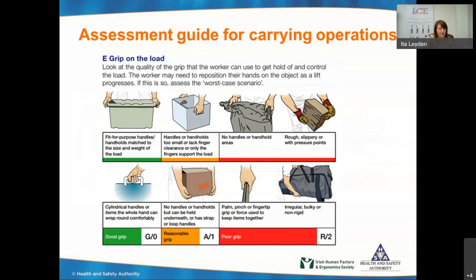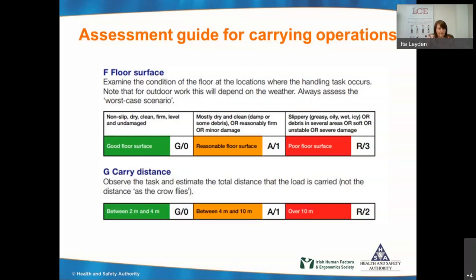The guide for carrying, the grip is the same. So we're looking at the same graphics for the grip and the same scoring. And here we're looking at the floor surface again, and whether it's clean and dry, similar to the lift. But now we have to consider the carry distance, because how far you have to carry something is a factor that contributes to the risk. If it's a short distance, 0 to 10 meters, green. 4 to 10 meters, amber. Over 10 meters, we're in the red.